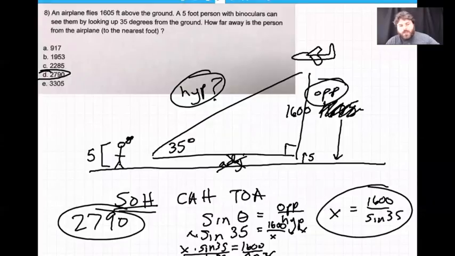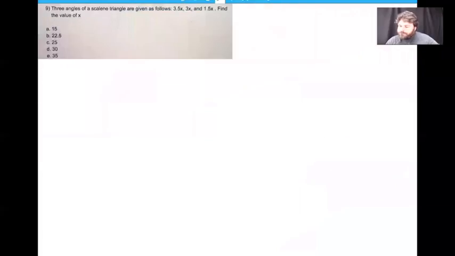The trick to that problem is realizing that the person's actually 5 feet off the ground, so the way that they're looking is actually 5 feet off the ground, so you have to kind of account for that. That's the only trick to that one.